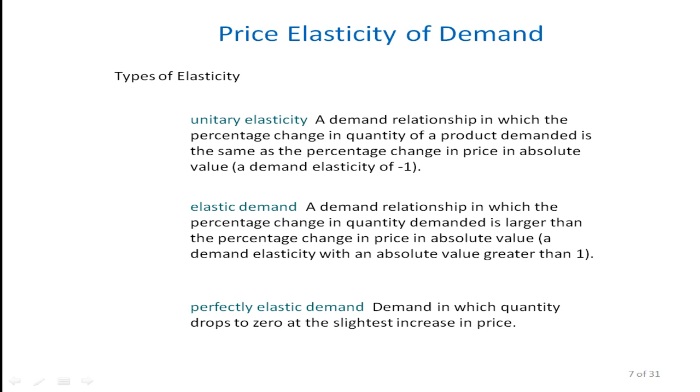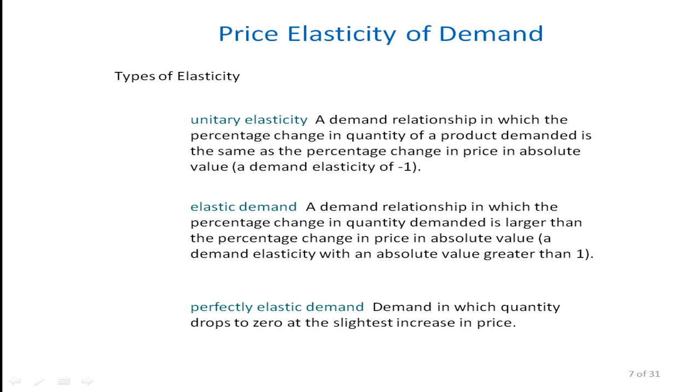Okay. Other types of elasticity, unitary elasticity. This is the case in which the percentage change in quantity of product demanded is the same as the percentage change in price in absolute value terms. Remember that we expect this sign to be -1. So if the price goes up by 10%, you reduce your consumption 10%. If the price goes down by 10%, you buy 10% more.